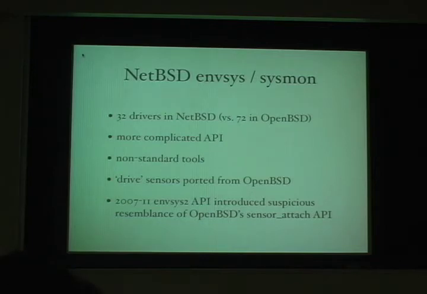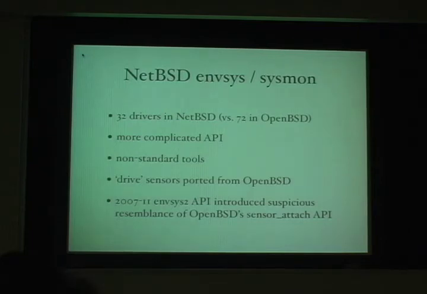Because it's so complicated to use I2C drivers in NetBSD, not that many drivers were written. And overall, the API is more complicated than the one in OpenBSD. The tools provided for sensor monitoring in NetBSD are not the standard tools as in OpenBSD. For example, in OpenBSD, you can use systat to take real-time sensor monitoring. As I mentioned, I'm sure everyone is familiar with systat, so it's pretty easy to use and requires very little additional learning. And drivers were ported to NetBSD from OpenBSD some time ago.